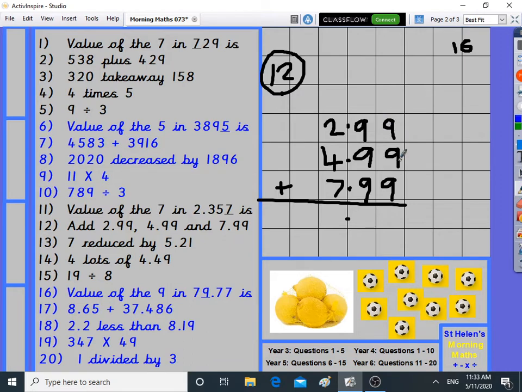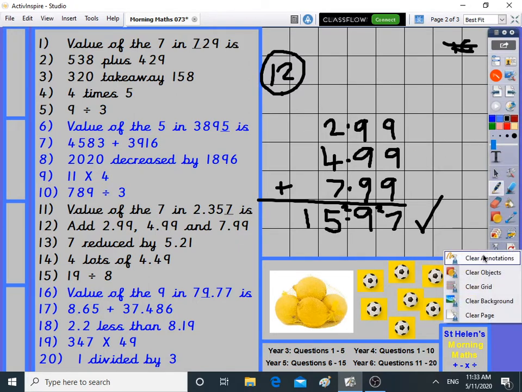So let's add these up. 9, 18, 27, that's 27. 9, 18, 27 plus 2 is 29. 2 plus 4 is 6, plus 7 is 13, plus 2 is 15. 15.97. I thought it should be about £16, and 15.97 is definitely about £16. So I'm happy with that. £15.97. It didn't even say it was money in the question, but it does look like money, doesn't it? Let's go on to question 13.